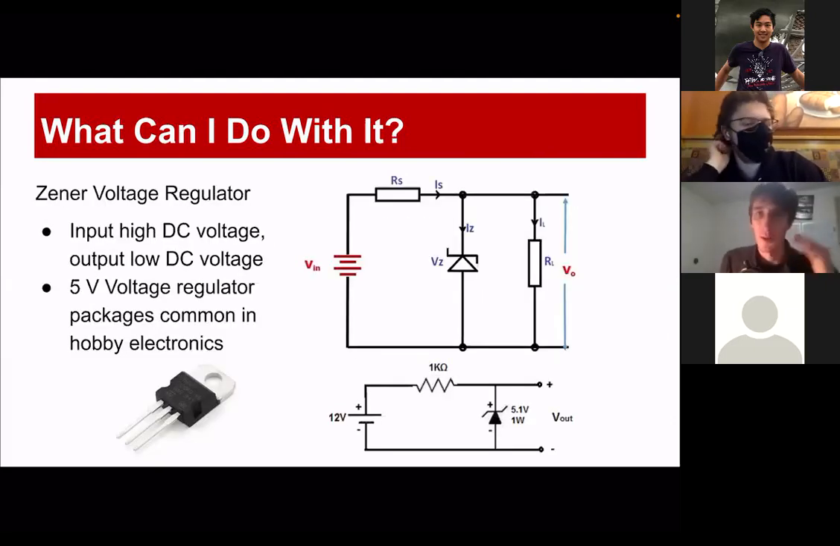Of course, there are other ways of changing voltages. This is just one of the ways. Specifically, it dissipates the excess energy through heat, which is a problem if you draw too much heat. That's why it has that little heat sink there.